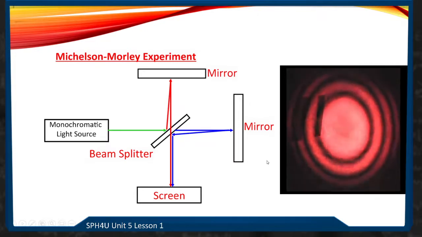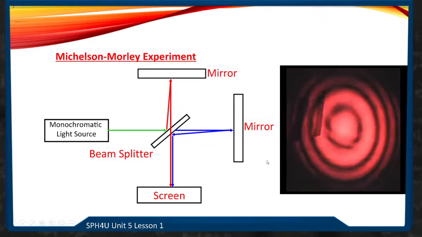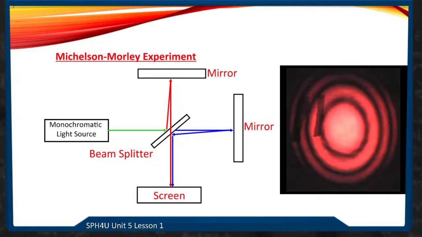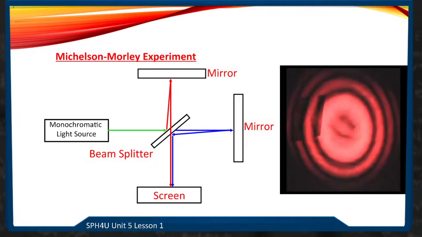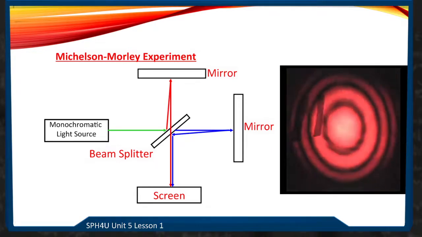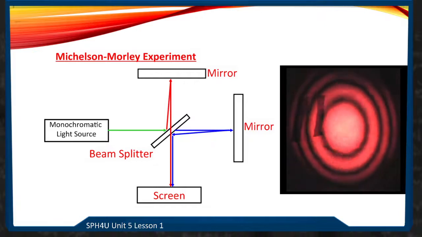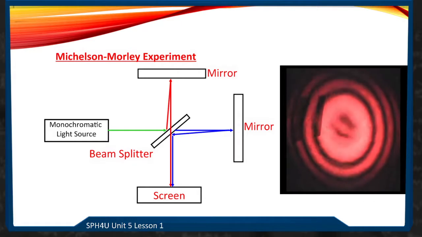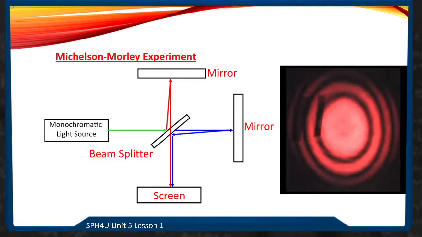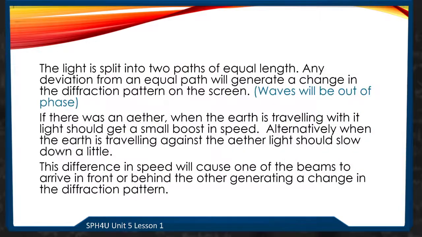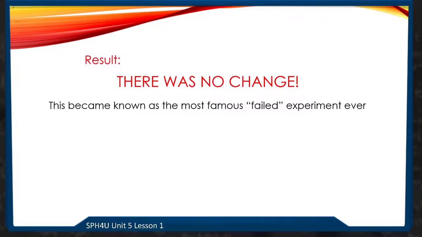So they tried this experiment a bunch of times, and they tried it in different parts of the world. They tried it at different seasons. They put the whole thing on a very precisely balanced bed of mercury liquid, and the whole thing was on a slab of concrete, so that everything wouldn't move. Everything was very precise. And remarkably, there was no change.